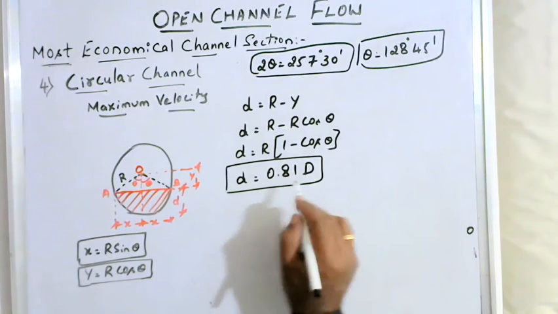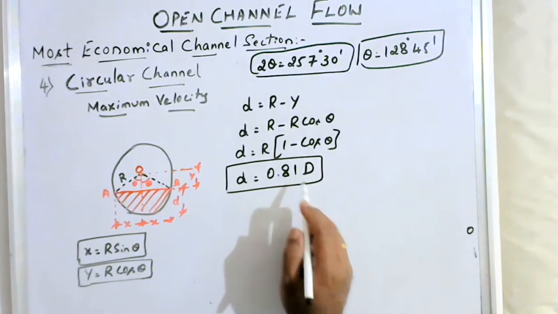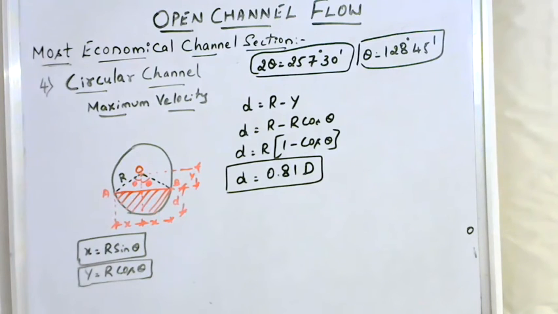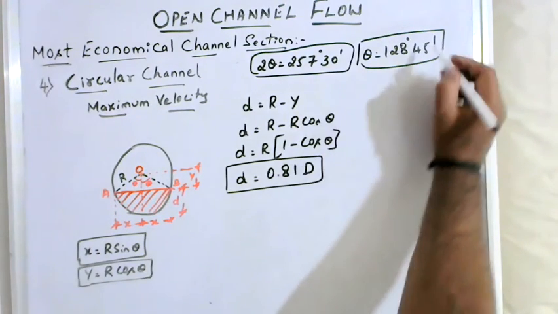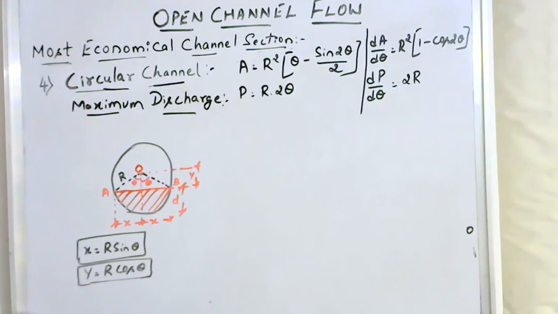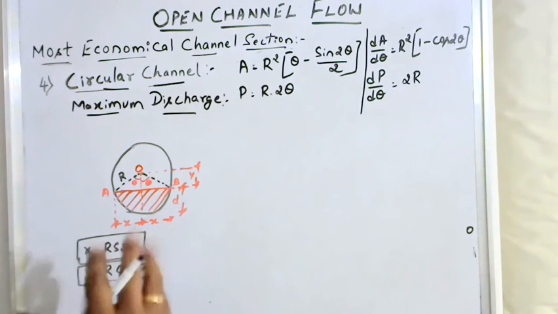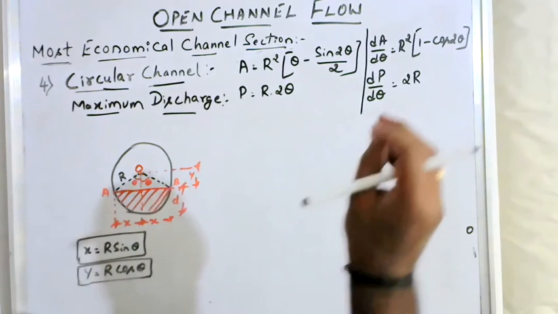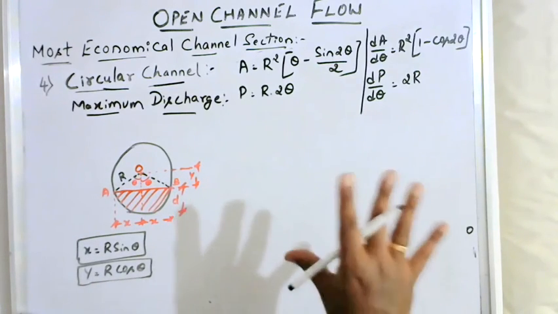You get the depth of flow of the channel should be 0.81 times the diameter of the channel in order to get a circular channel with maximum velocity. You have to remember this theta value as well as the D in order to get a maximum velocity. Next condition is for maximum discharge. Everything remains the same, that is area, wetted perimeter, dA by d theta, dP by d theta.